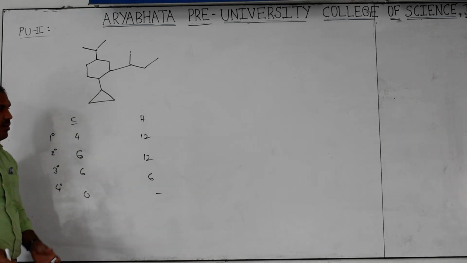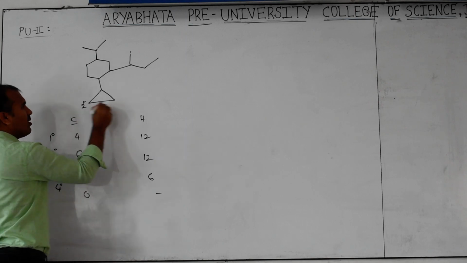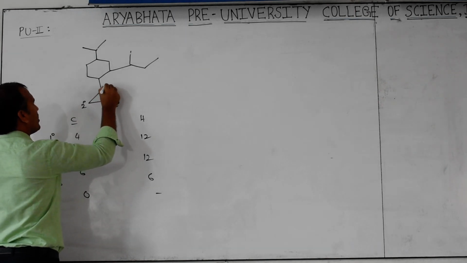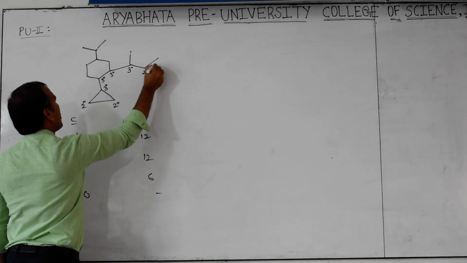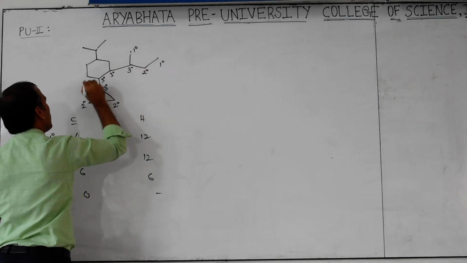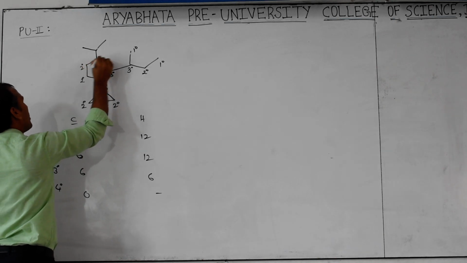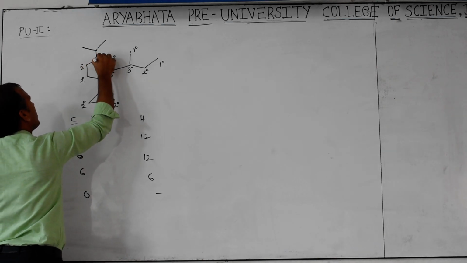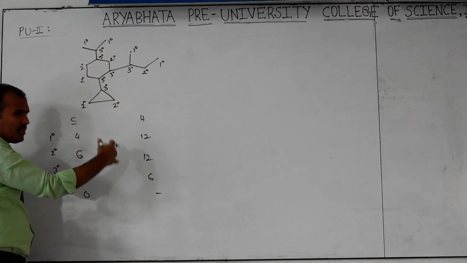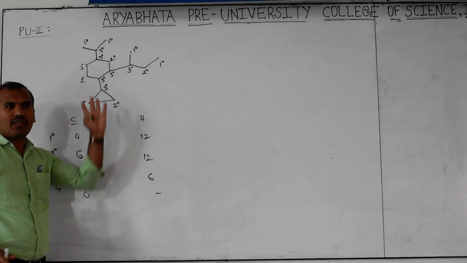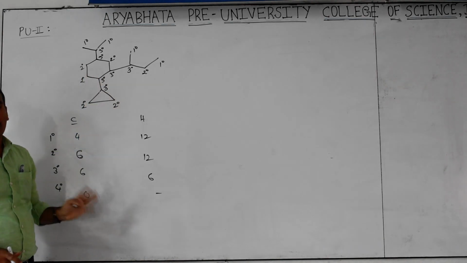Like this we have to find out. If you want, I will write here: this is secondary, secondary, this is tertiary, this is tertiary, this is tertiary, tertiary, secondary, primary, primary, secondary, secondary, secondary, tertiary, tertiary, primary, primary. If any count is missing, you can clarify with this. I hope this is correct also.